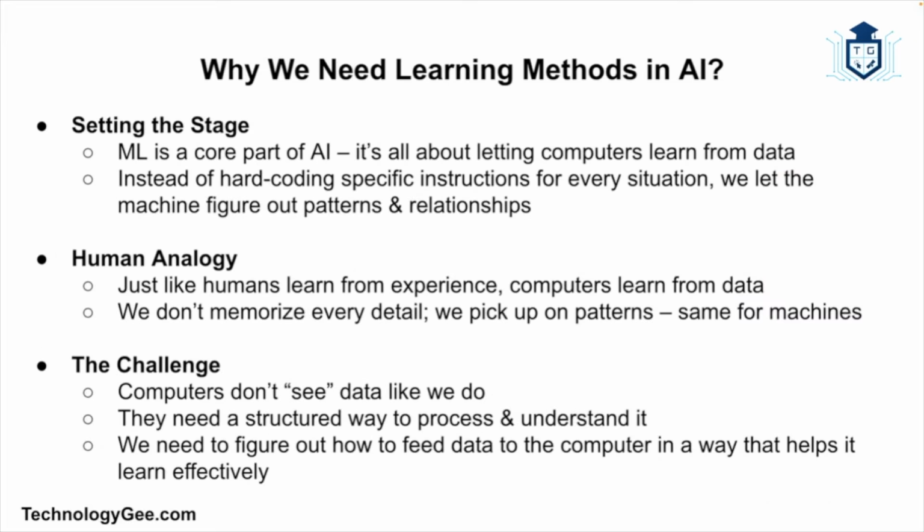First things first, why do we need learning models in AI? Before we dive into the differences, let's get one thing straight. Machine learning, which is a core part of AI, is all about letting computers learn from data. So think of it this way: instead of writing a specific set of rules for everything a computer should do, we let it learn patterns from data, just like we humans learn from experience. But how do we present that data to a machine? That's where these three learning methods come into play.